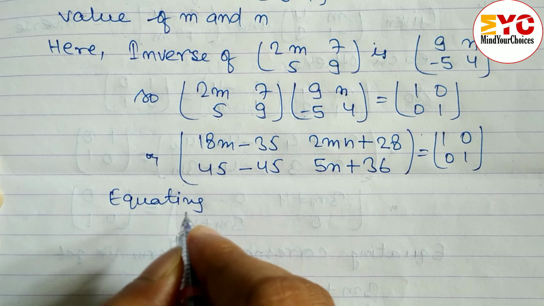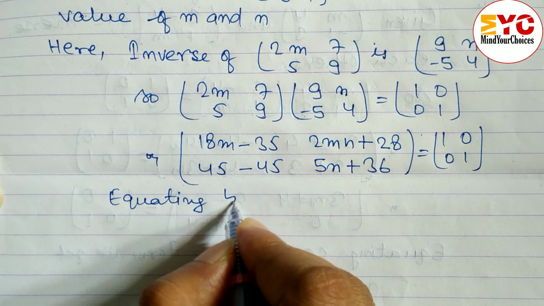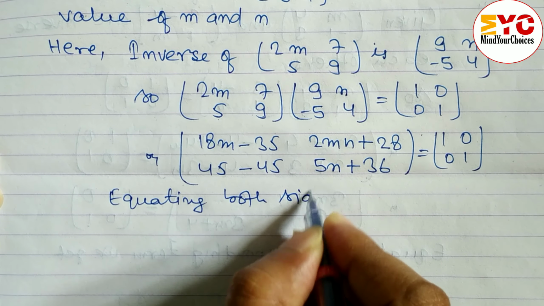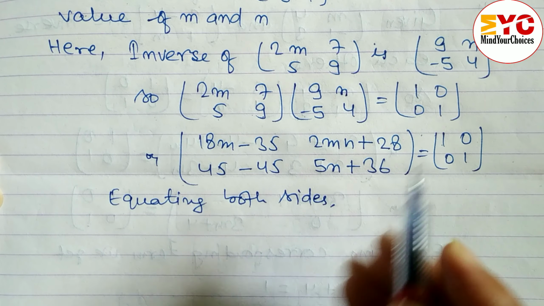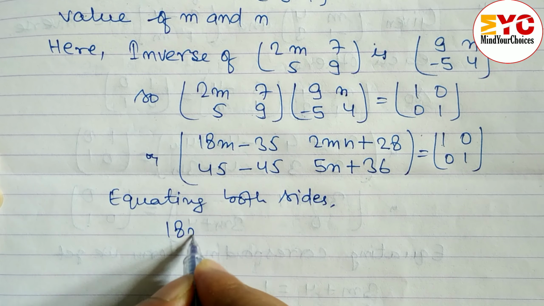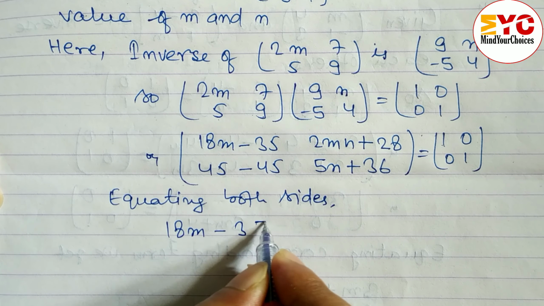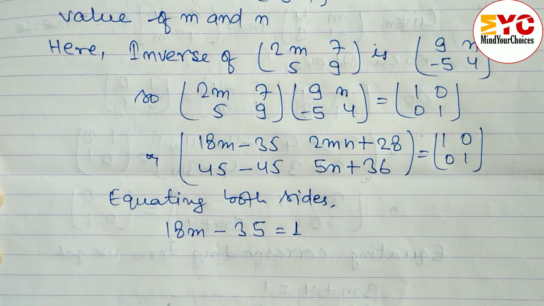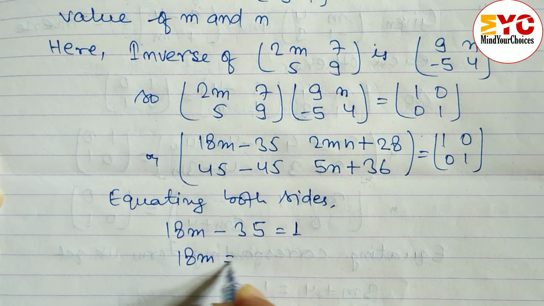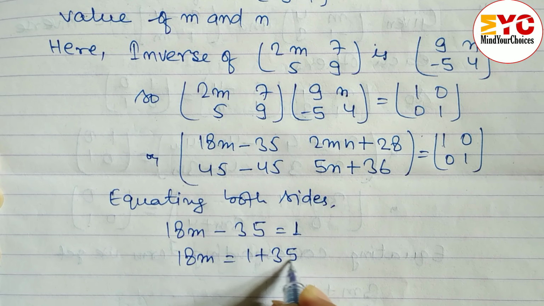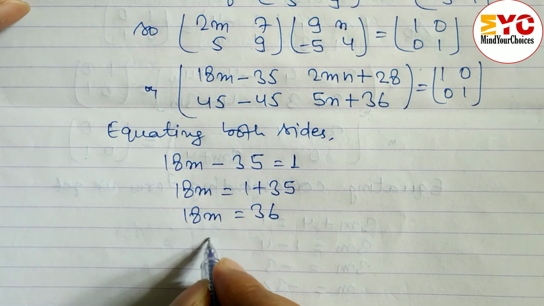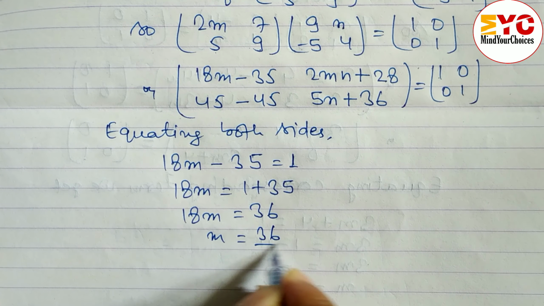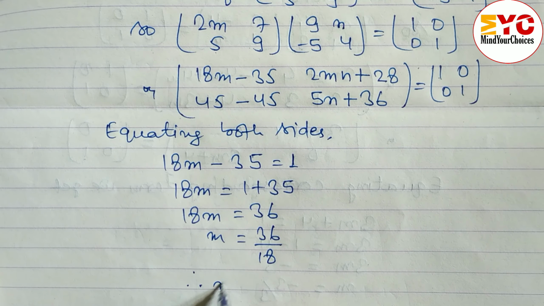After that, comparing, equating both sides, equating the corresponding entries or values, or equating both sides, as you wish. You can write anything here. So this is equal to 1. We can write 18m minus 35 is equal to 1. 18m is equal to 1 plus 35. 18m is equal to 36. m is equal to 36 by 18, therefore m is equal to 2 we get here.